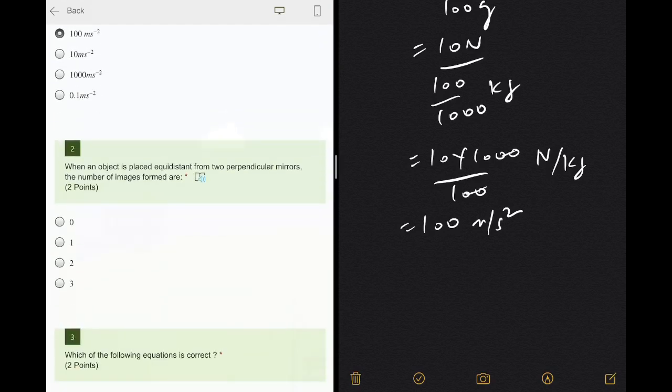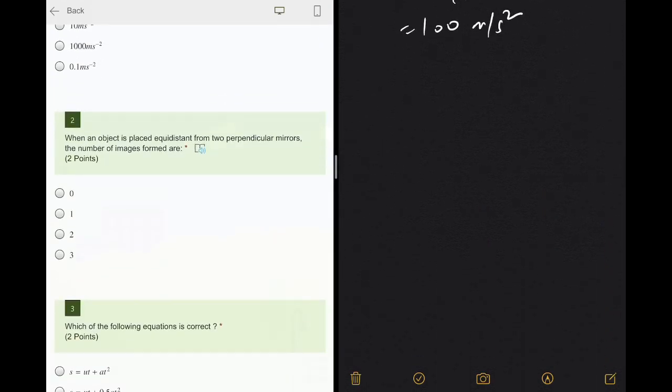Then we have an object is placed equidistant from two perpendicular mirrors. So this could be the perpendicular mirrors. So if the object is here, one image is formed here, another image is formed here, and another image is formed here. So three images are formed.